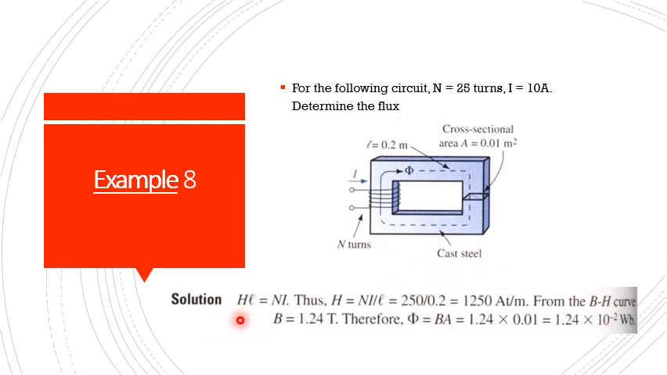So from here we know the summation of HL equals the summation of Ni. So H equals Ni divided by L. We know H is 1250. Then from here we can refer to the BH curve, and we will get the value of flux density, 1.25. When we know the flux density, we can calculate phi by using B times A. The answer for the flux value is 1.24 times 10 power of negative 2 Weber.